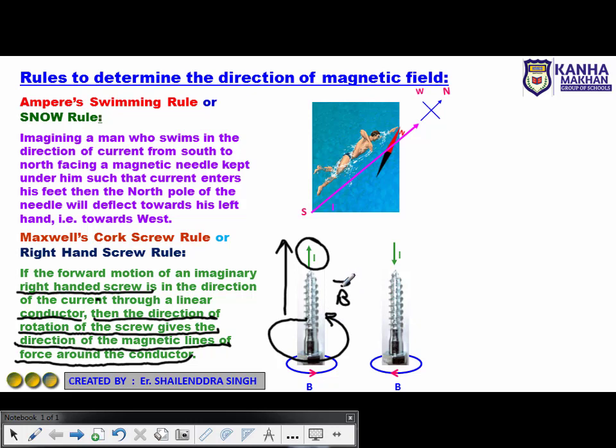field. If you rotate the screw opposite to that direction, suppose along the clockwise direction, then the screw will release outward. If a screwdriver is moving like that, a screw will release outward. And if the current is directed in that particular direction, then your magnetic field must be directed along the anti-clockwise direction.